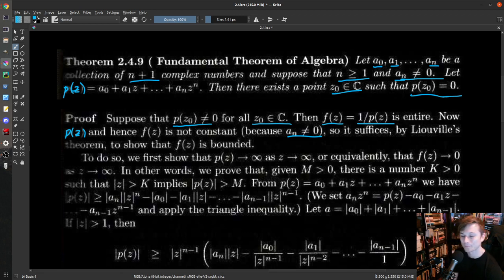That is, if we're trying to show that something breaks here, we'll show that our assumptions lead to something that we know isn't true. That is, we'll show that these assumptions would say that this function is entire and bounded and not constant. But Liouville's theorem says that the only bounded entire functions are constant, so this must not be the case, meaning that there must be some point z0 such that p of z0 is equal to 0. It's a proof by contradiction, classic.